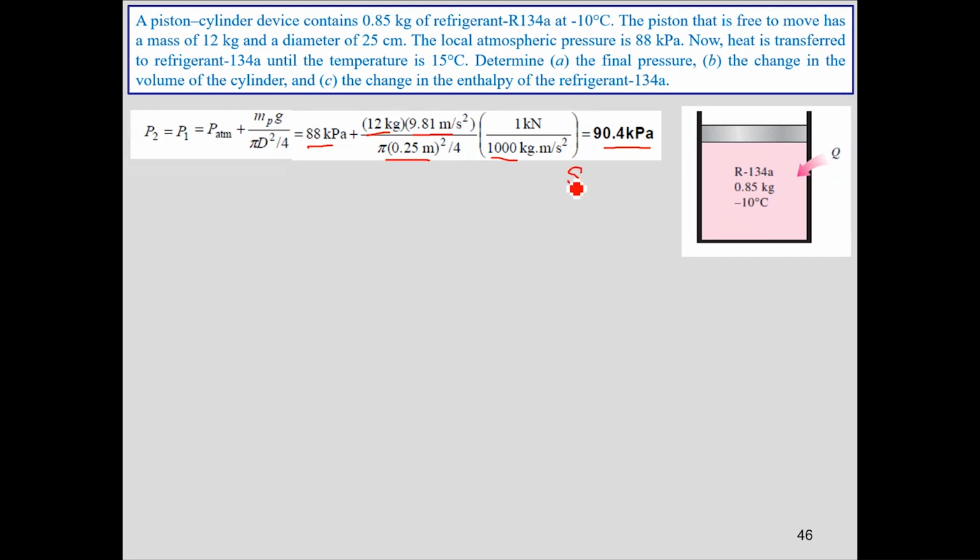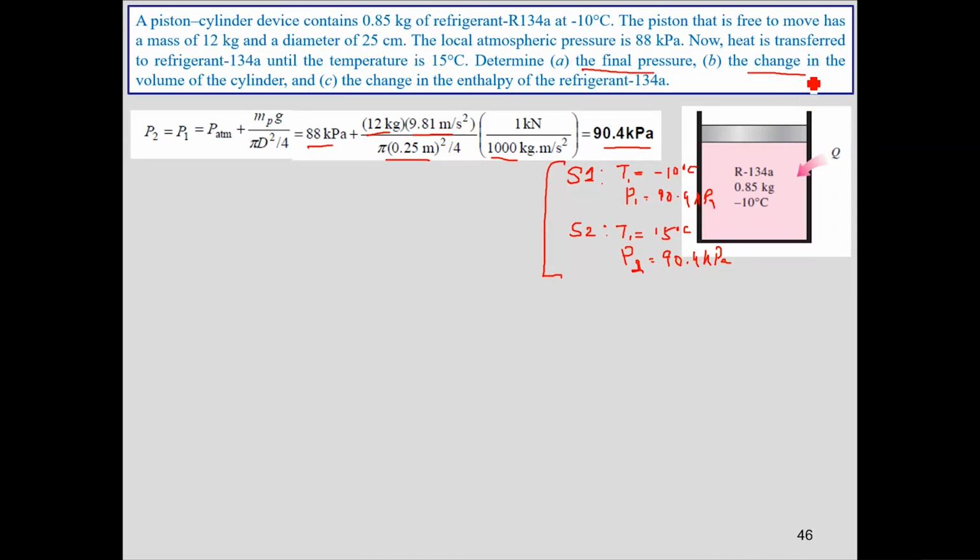For state 1, my temperature is minus 10 degrees centigrade, my pressure is 90.4 kilopascal. For state 2, my temperature is 15 degrees centigrade and the pressure is 90.4 kilopascal. The first part is done.